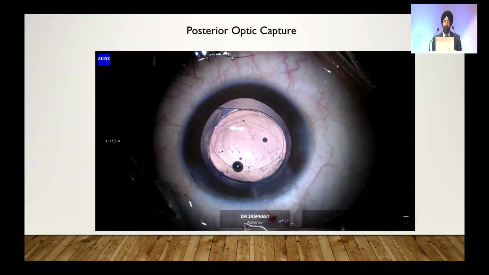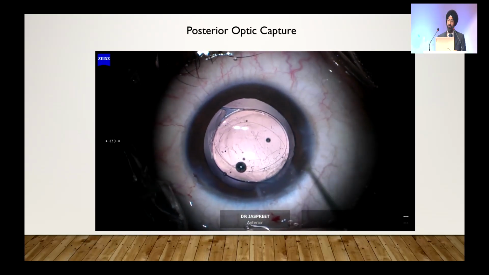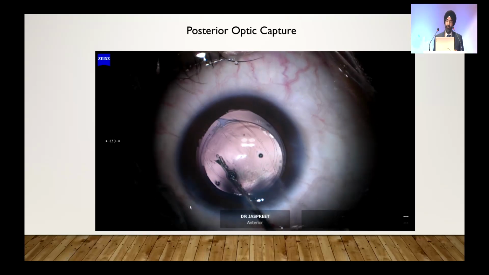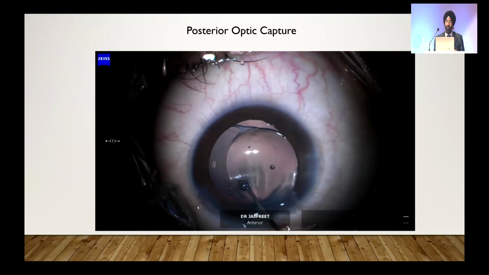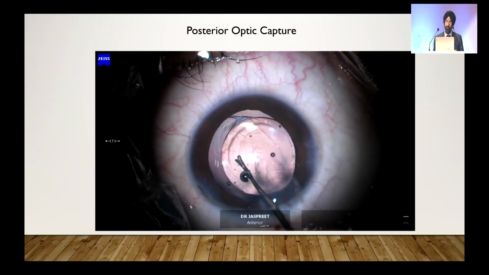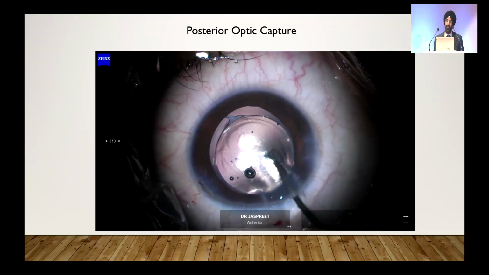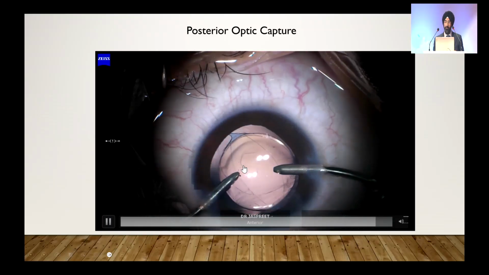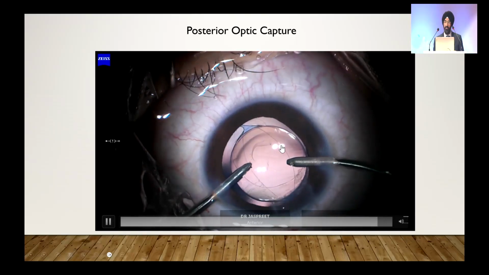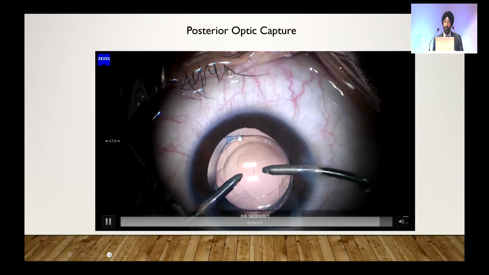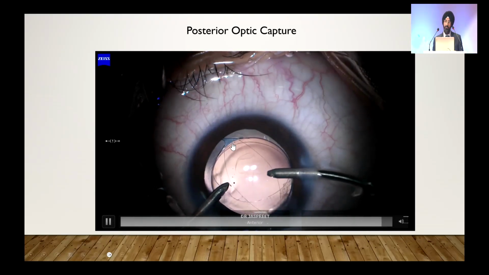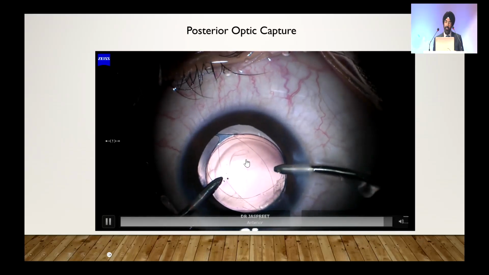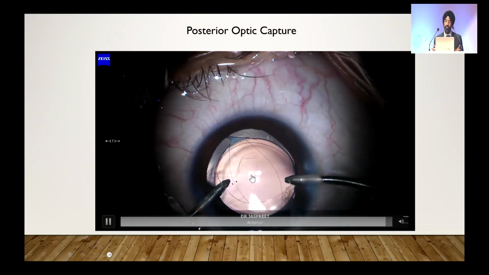So we put the IOL in the bag, and now we're going to gradually nudge it behind the posterior capsule. The indication for a successful capture is that you have an oblong or a diamond-shaped posterior rhexis. You can see here the diamond-shaped posterior rhexis. So it's locked here at the optic-haptic junction. You have the haptic in the bag, and the optic has gone behind the posterior capsule.